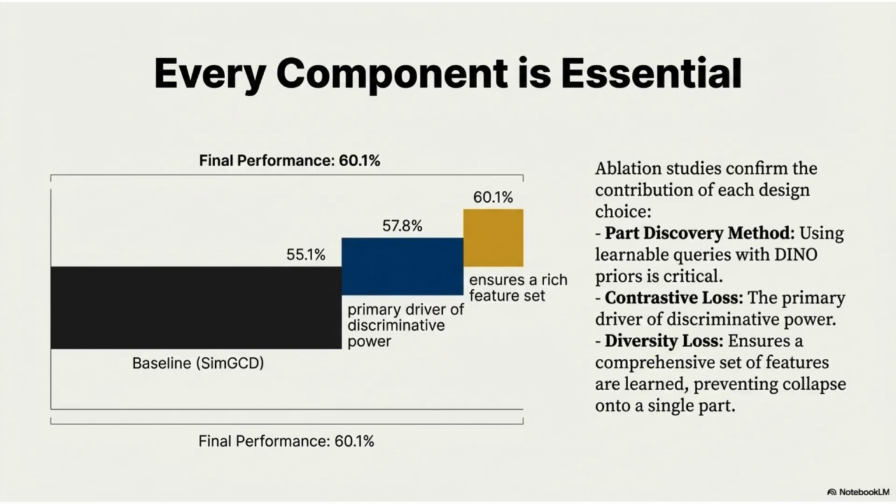Finally, we conducted an ablation study to ensure every component contributes value. Starting with the baseline at 55.1%. Adding our all-min contrastive loss boosts discriminability significantly, reaching 57.8%. This confirms that how we compare parts matters just as much as finding them. Adding the diversity loss ensures we don't miss information, bringing us to the final 60.1%. This confirms that the combination of learnable queries and our specific loss functions is the optimal recipe.